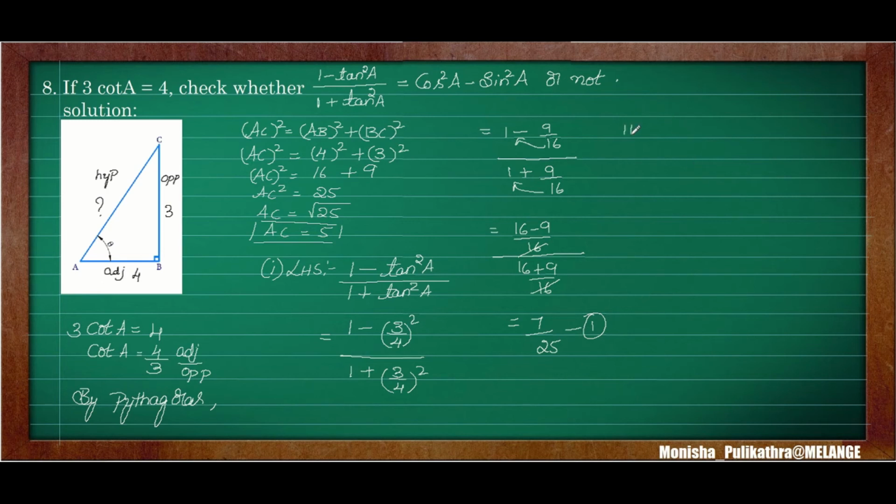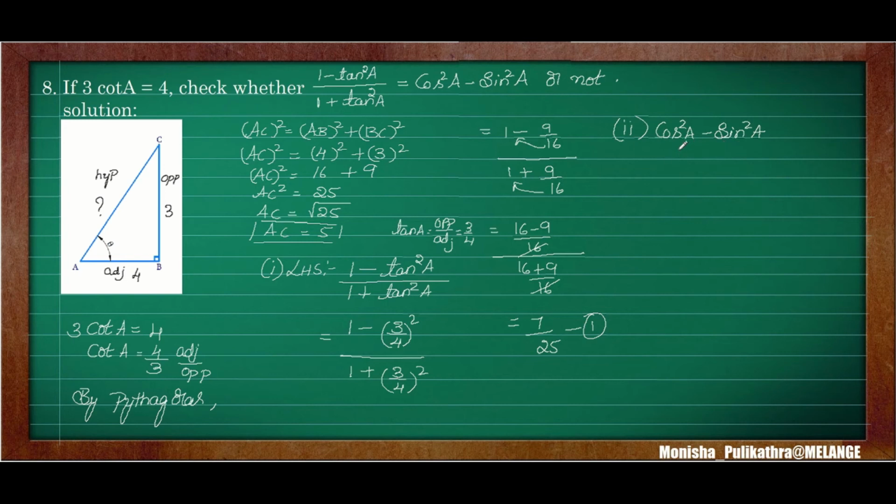So now we have to take the RHS part, that is cos square A minus sin square A. Okay. Before writing this, we can take note of it. That is, tan A is equal to opposite by adjacent. So opposite by adjacent is 3 by 4. That is opposite by adjacent.